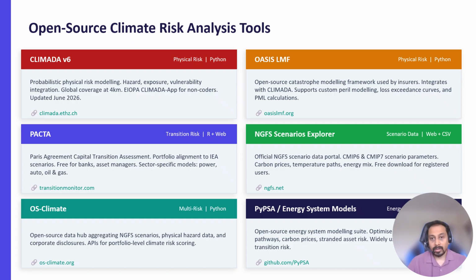PyPSA is worth mentioning, specifically if you work with energy sector transition. It's an open source system optimization model used by research and governments to model carbon pricing impact on energy assets and stranded assets timelines. So all the tools are in the Word document I will share with you with the descriptions and access guide.